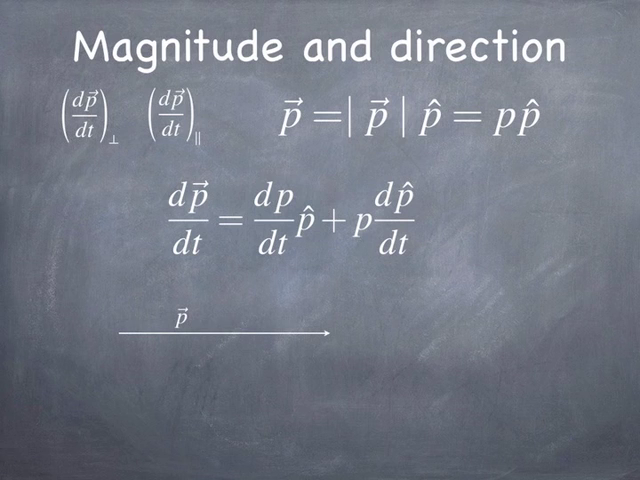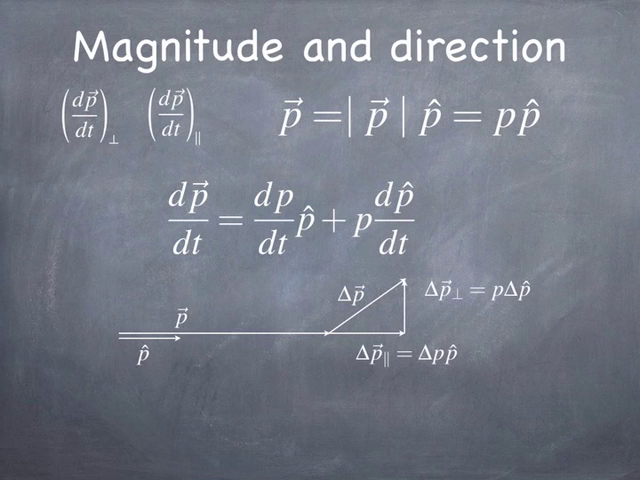So looking at this again, if I have a momentum vector that points in a certain direction, p hat is the unit vector that points in the same direction. Delta p is some small change in the momentum. Delta p parallel is the change in the magnitude of the momentum vector times the unit vector that points in the momentum direction. Delta p perpendicular is the magnitude of the momentum times the change in p hat.